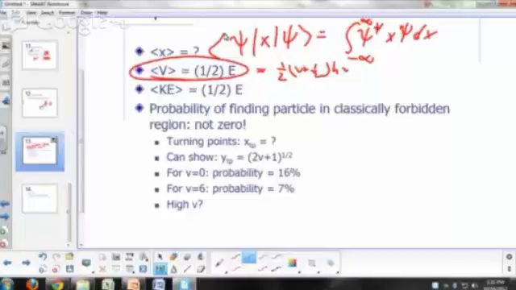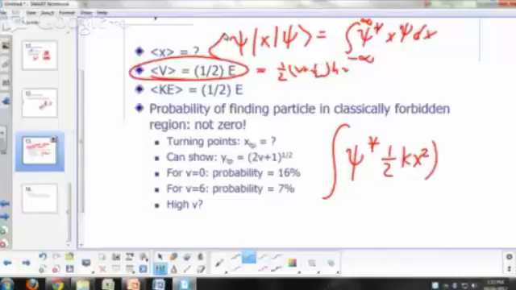Okay, so how would I solve for the average potential energy? What would I have to do? What integral would I have to write? Whatever psi is, I take its complex conjugate, right? And what's the potential energy operator? It's 1/2 kx squared. Multiply that with psi and integrate over all space, so from x equals negative infinity to x equals positive infinity.